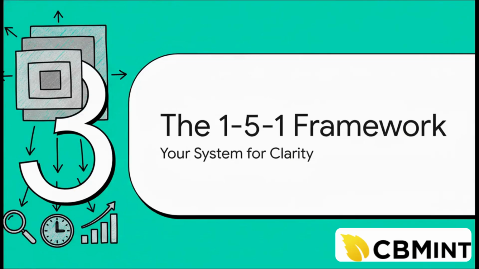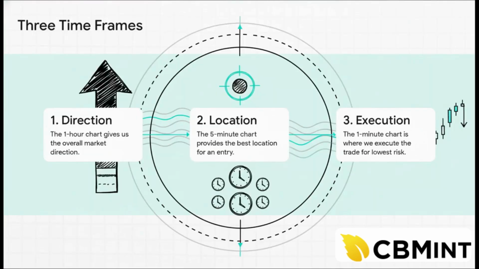Okay, so let's get to the solution. It's a really simple, multi-time frame system for top-down analysis that we're going to call the 151 framework. Now, this framework is built on 3 really simple steps, and each one has its own specific time frame. And when all 3 of them line up, that's where you find those high-probability setups that we're all looking for.